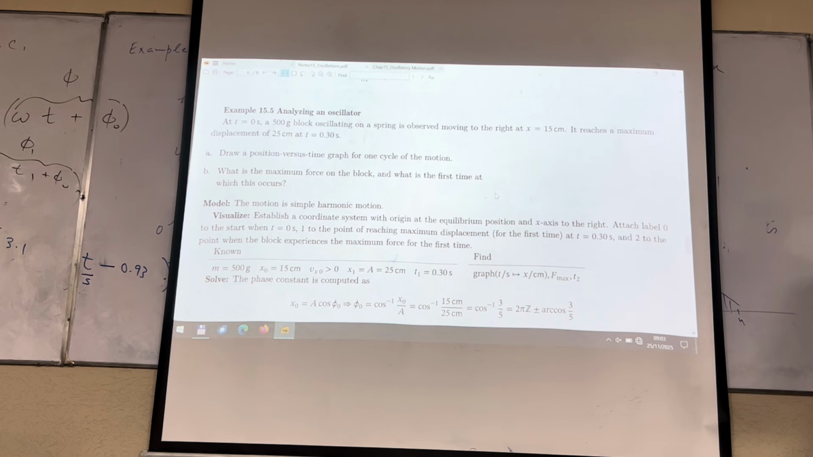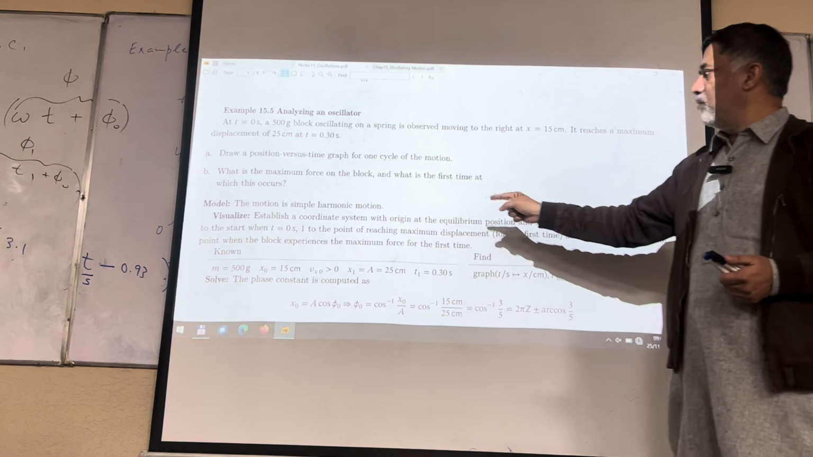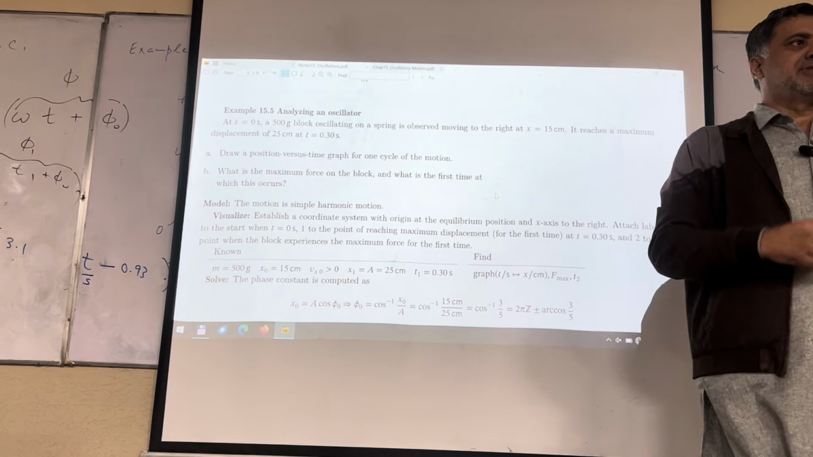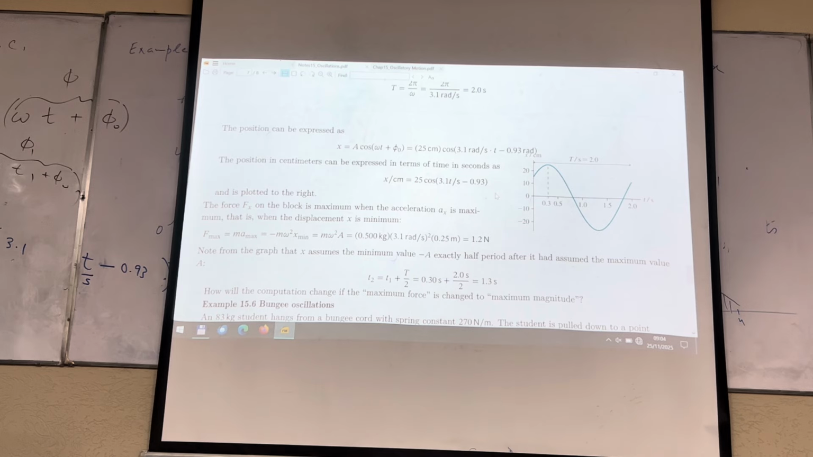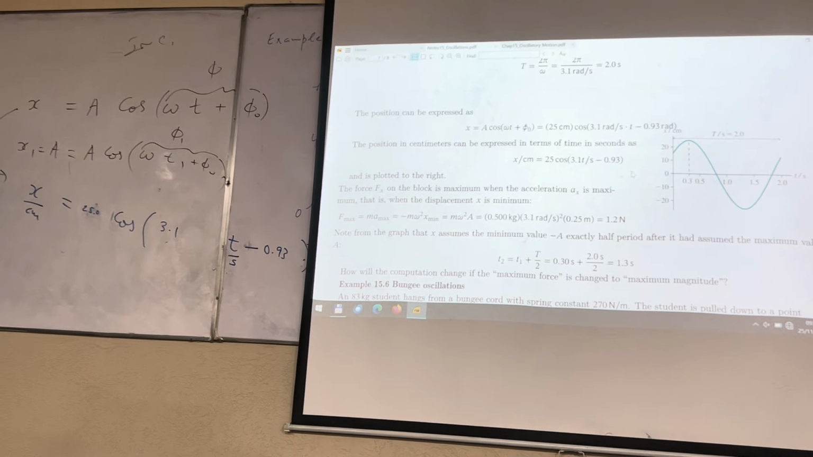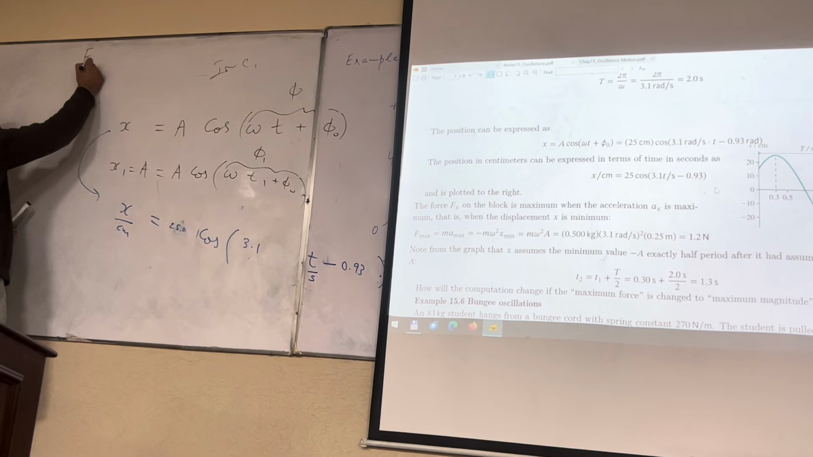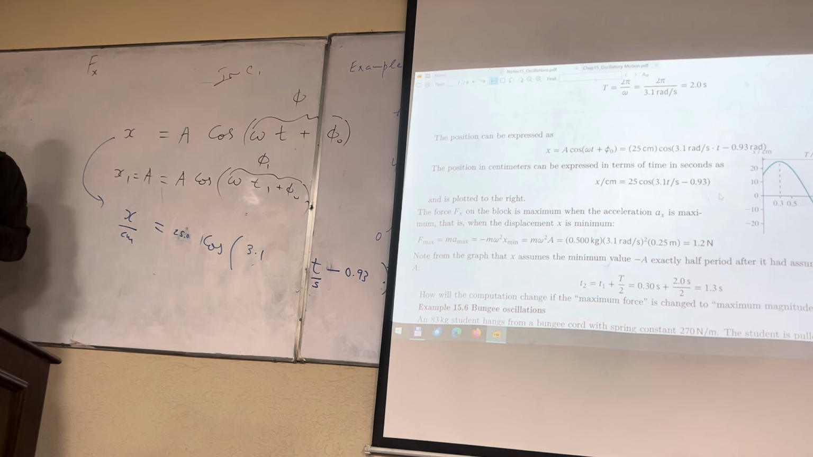So now the second thing, what is the maximum force Fx max on the block, and what is the first time at which this occurs? So how do we figure this out? Can you use the graph for that? I'm now displaying the graph. Now for that we need to write the equations, work it bit by bit. So force Fx, right? Fx depends on what?